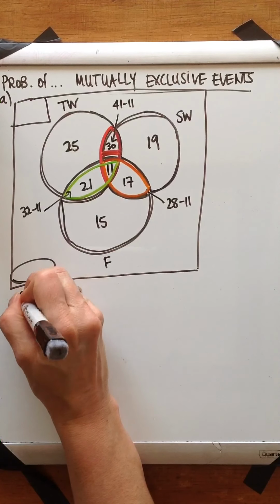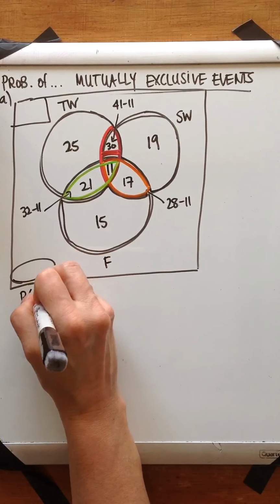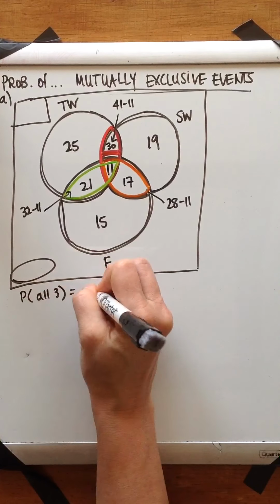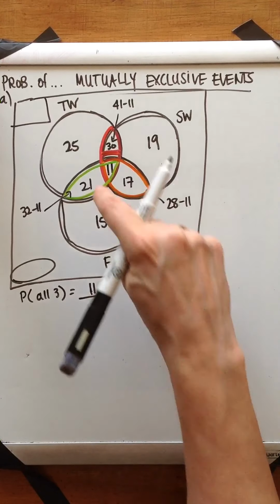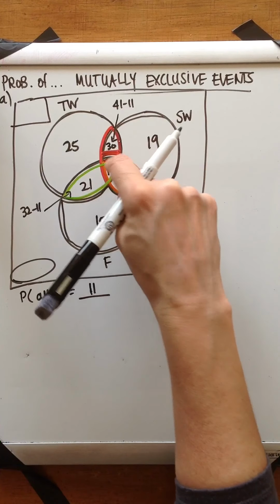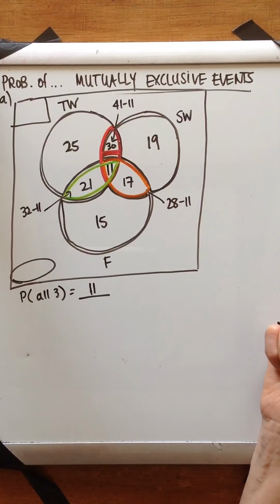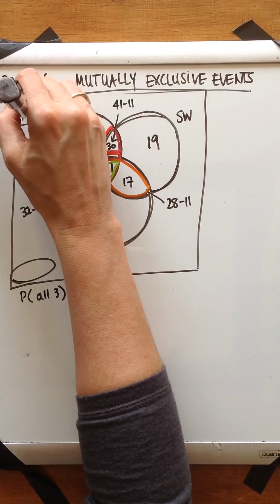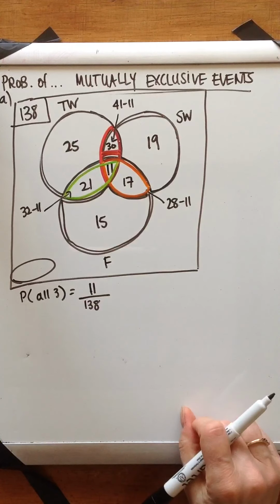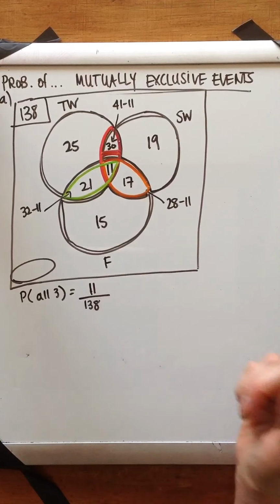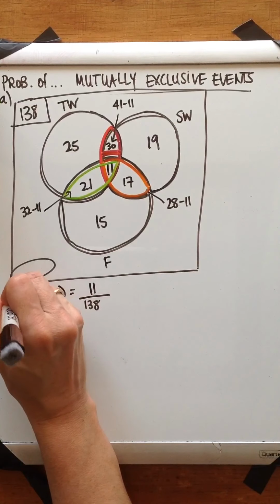So the probability of all 3 is equal to 11 out of the total possibilities. So we are going to need to add all these up to see what the total number of items in this set is. You can pause the video and do it, or you can believe me when I say that there's 138. So 11 out of 138 would be the probability. 11 is a prime number, so our answer can stop there.